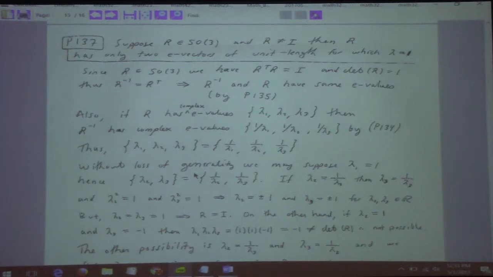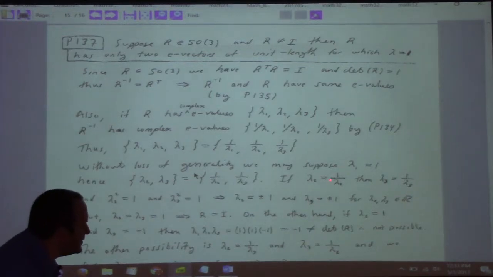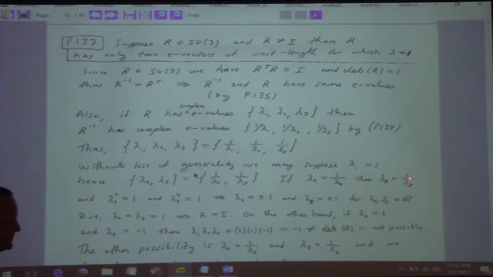So if you think about what that means, either lambda 2 is equal to 1 over lambda 2, and lambda 3 is equal to 1 over lambda 3, or vice versa, right? Now, if this is the case, then lambda 2 squared and lambda 3 squared are both 1. So that means that lambda 2 is plus or minus 1, and lambda 3 is plus or minus 1, if they're real. But if lambda 2 and lambda 3 are both 1, that gives you back the identity transformation, which we've forbidden. So that can't be the case.